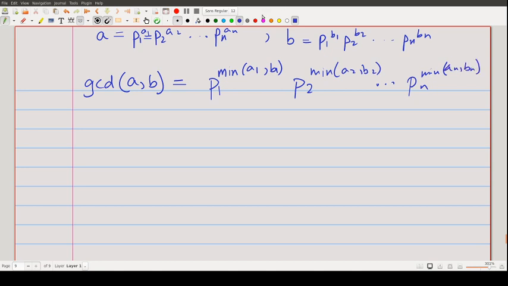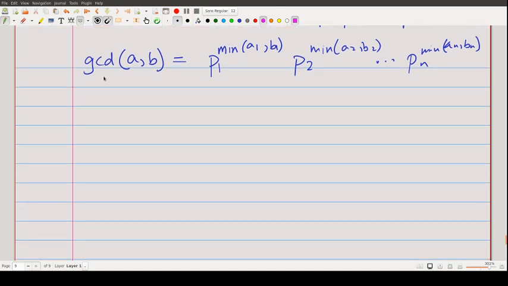And I will just do this last thing where I just explain this as an example. So for example, if you wanted to find the GCD of 27 and 12, then 27 can be written as 3 cubed and 12 can be written as 2 squared times 3 to the power 1.